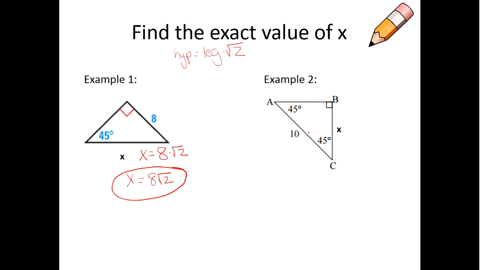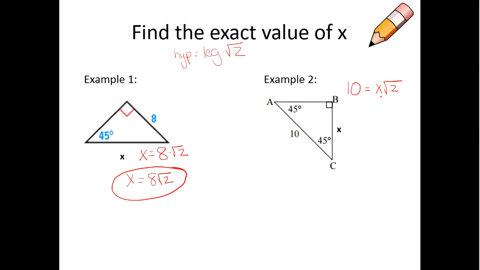Let's look at this one. So notice we got the hypotenuse, but we do not have the leg. Let's plug in our formula. So we're going to have hypotenuse equals my leg, x, times the square root of 2. So I need to solve for x.